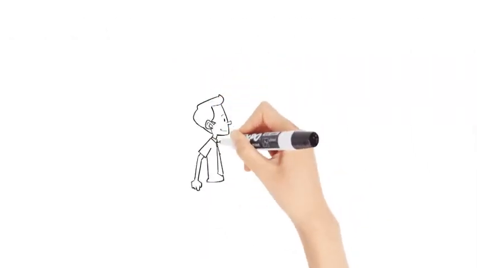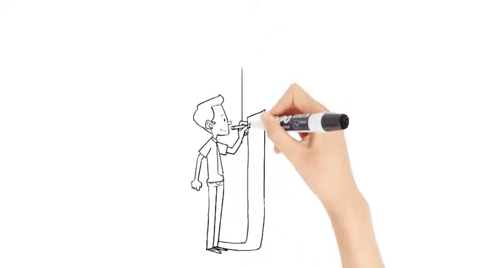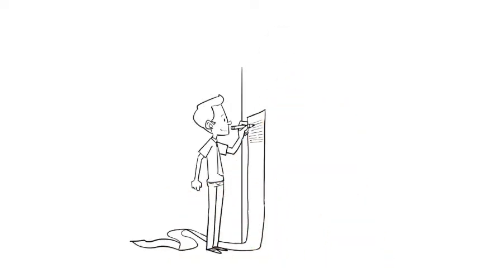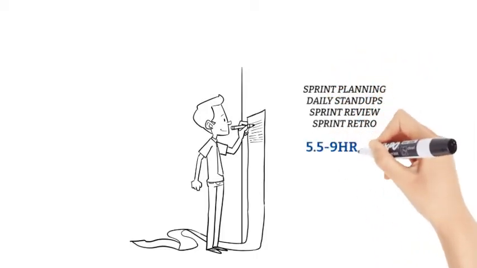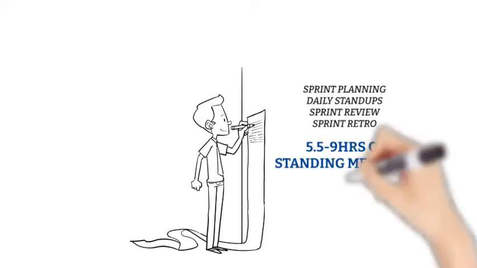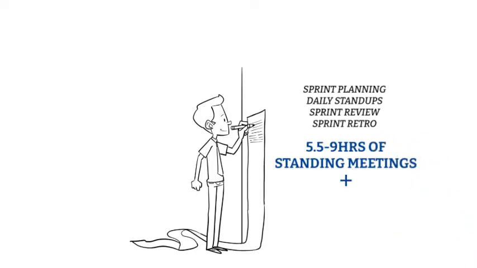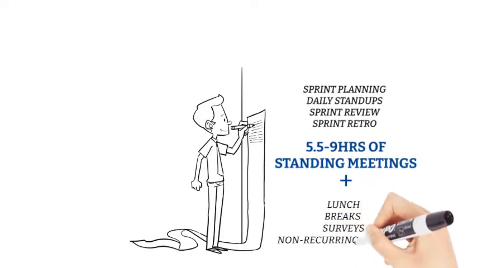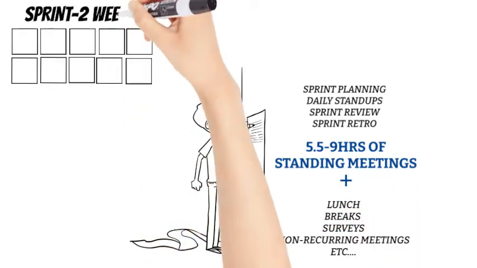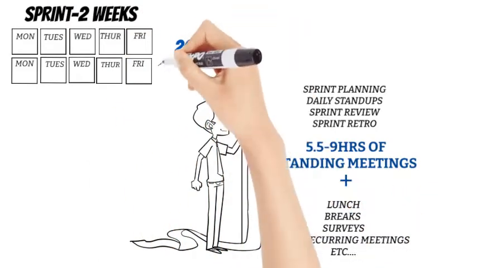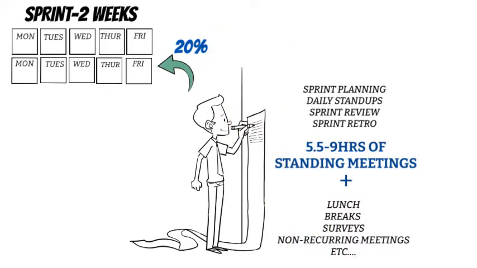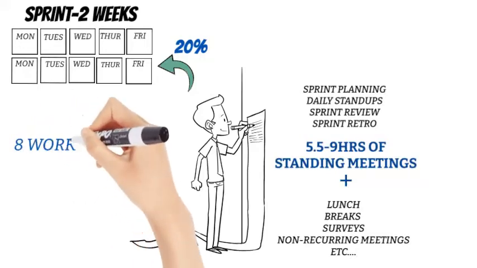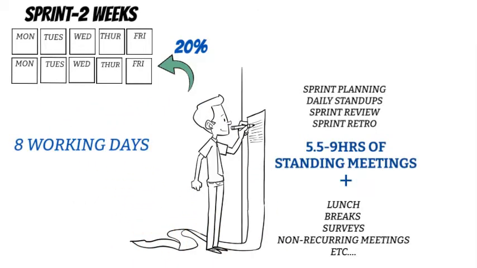So let's look at all the activities that happen in a sprint that are consistent, that we know take away time from developing stories. We have our Scrum events. Those typically take around 5.5 hours to 9 hours for a 2-week sprint. We also can't forget about things like lunch or breaks or non-recurring meetings. So we estimate for a typical sprint, we spend about 20% of our time on these activities. So we don't want to factor that 20% into our available development time. Our starting point now becomes 8 days instead of 10 days for a 2-week sprint.